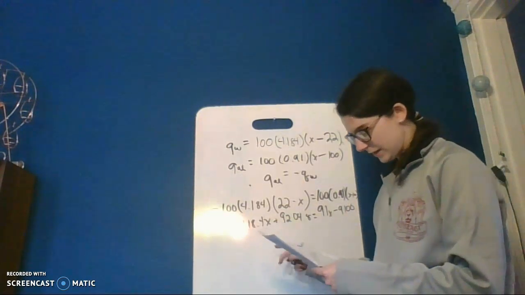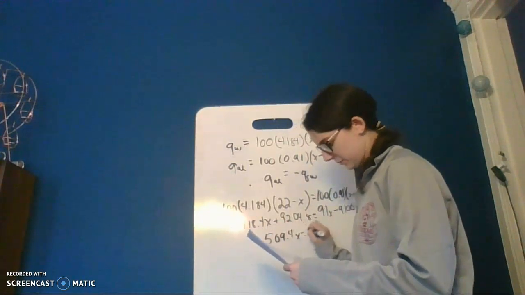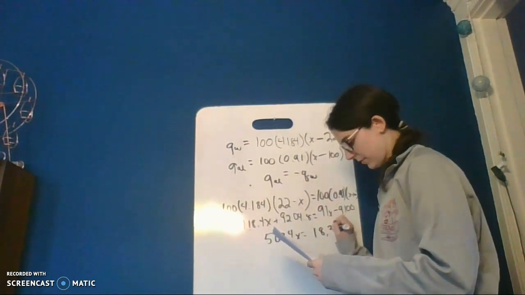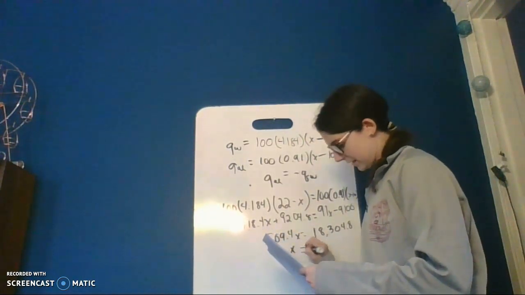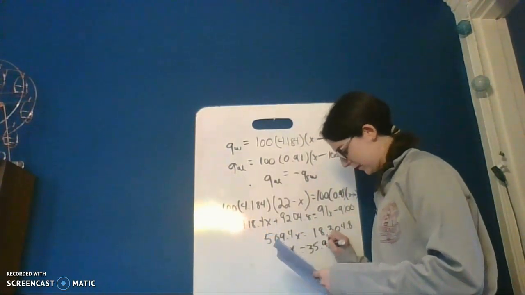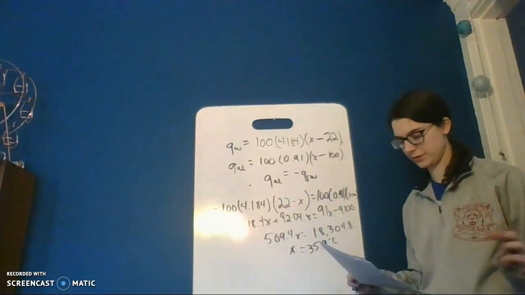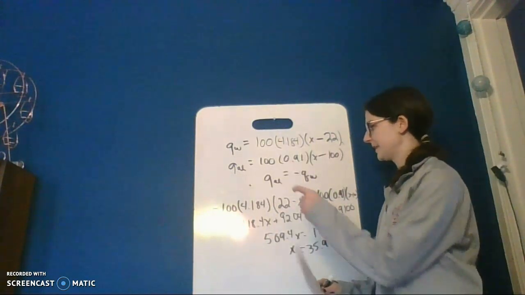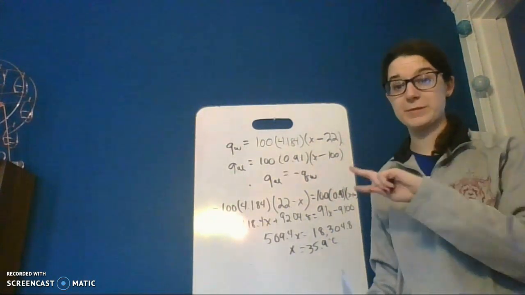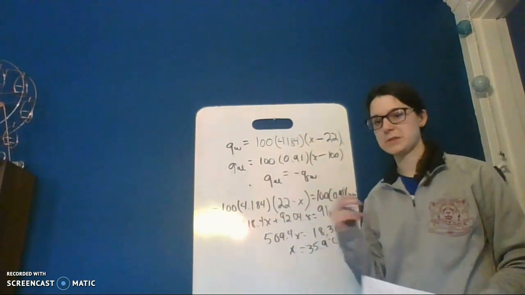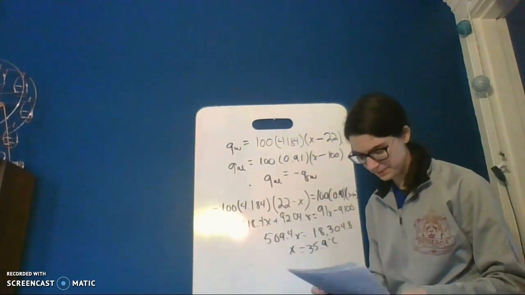Now I can solve for x, and I get 509.4x equals 18,304.8. Divide, and I get x equals 35.9 degrees Celsius. So that's going to be my final temperature for both of those substances. Basically, you set the Q's equal to each other, but you have to remember to flip the sign of one of them, because one of them is losing heat and one of them is gaining heat. So they're going to be opposite in sign, essentially.